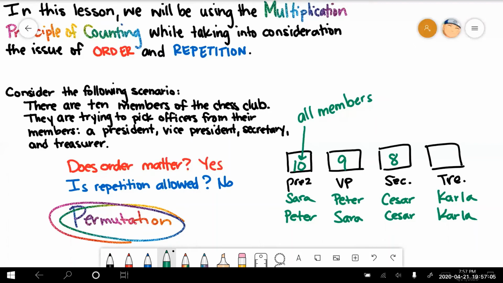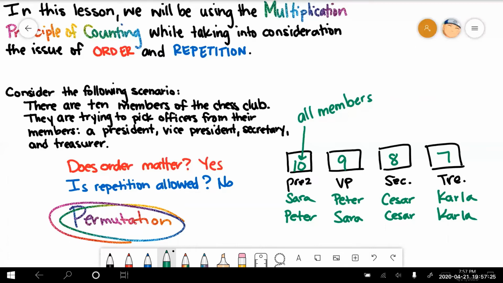And then for treasurer, you probably get the pattern by now. We've got 7 different possibilities for treasurer. Now, what about the rest of the members, right? The other 6 people left over. Well, the other 6 people who are left over, we're not worried about. They didn't take office this year. It was the luck of the draw because we're just drawing from a hat.